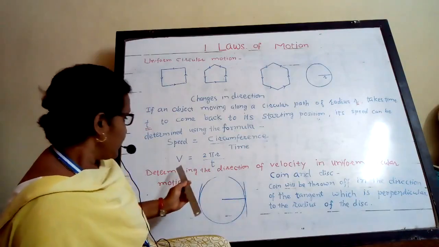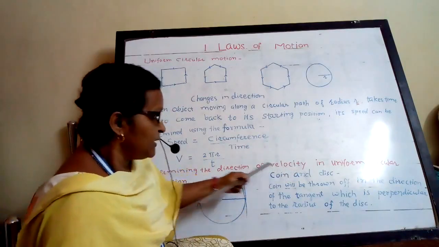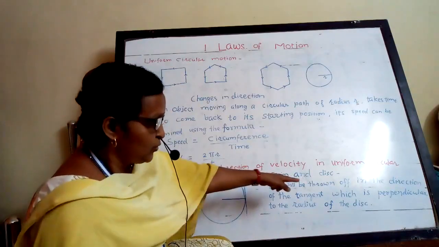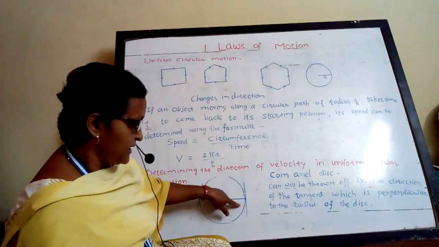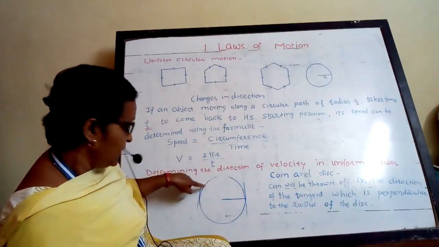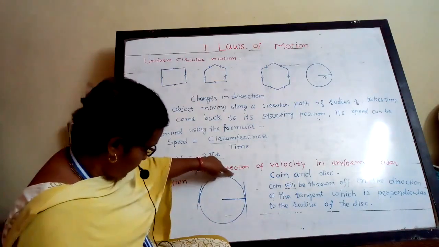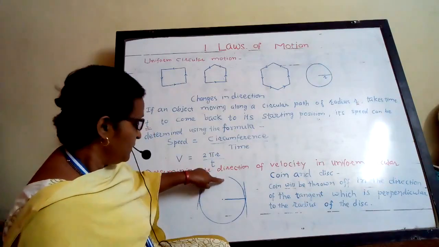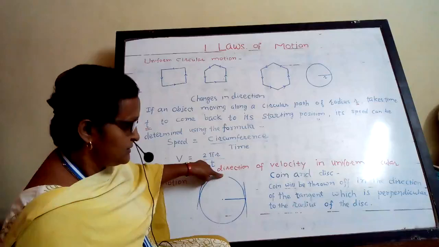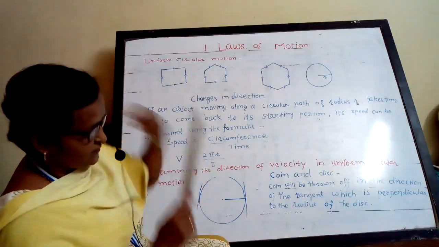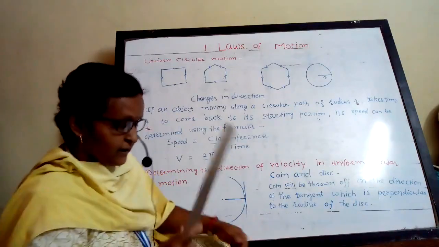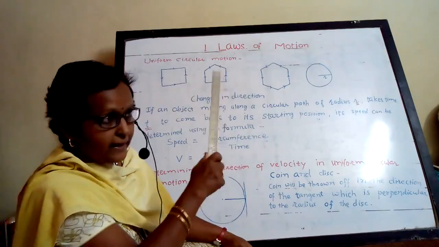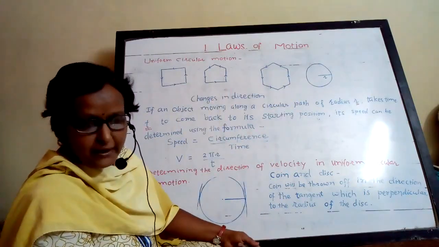So the direction of velocity in uniform circular motion, that coin and this coin will be thrown off in the direction of the tangent, which is perpendicular to the radius. Here you can take. So it will always be perpendicular to the radius of the circle. So that same experiment of the sling also, that the stone will be falling off in the tangential direction.